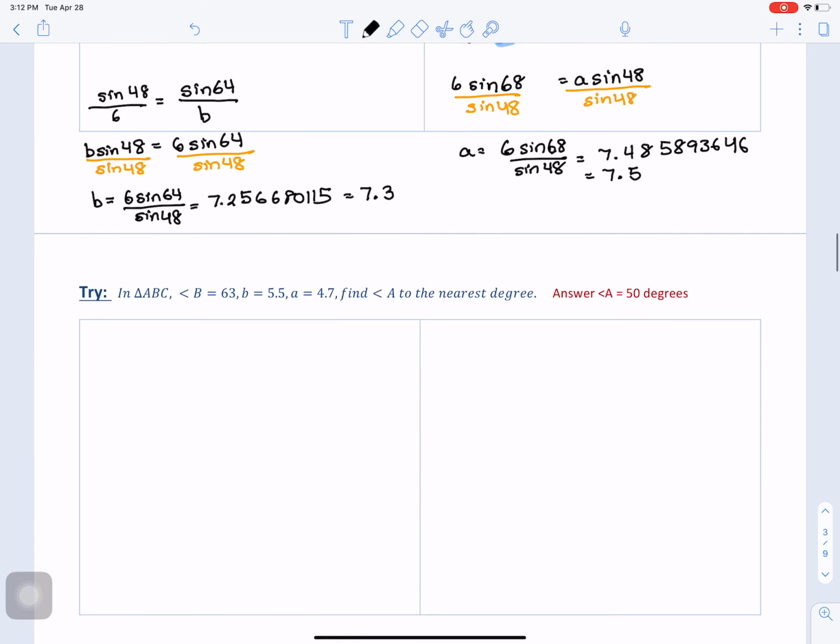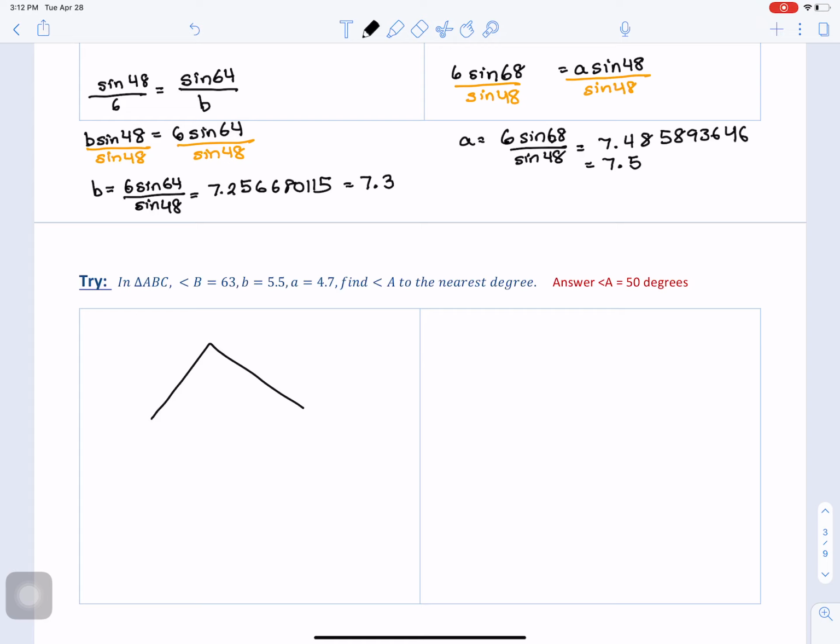Okay, last example. Now this time they make the problem a little bit trickier because they don't draw you a triangle. So I'm going to just draw a random triangle here. And it doesn't matter how you draw it, and it doesn't matter what gets labeled as long as you follow the pairing rules. So they say angle B is 63. I'm going to put it at the bottom left vertex. And they do give me lowercase b, which is 5.5. So I put it to the side opposite. They give me a lowercase a, so I'm going to throw in my a anywhere. I'm going to just throw it in at the bottom right. And I'm going to use capital A. And they give me the side opposite, which is 4.7.